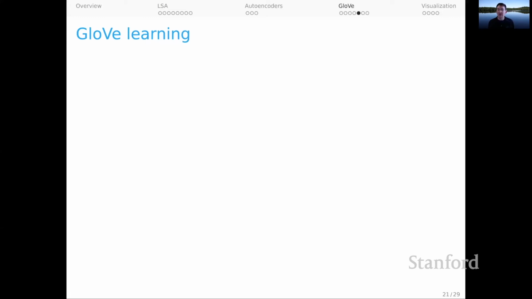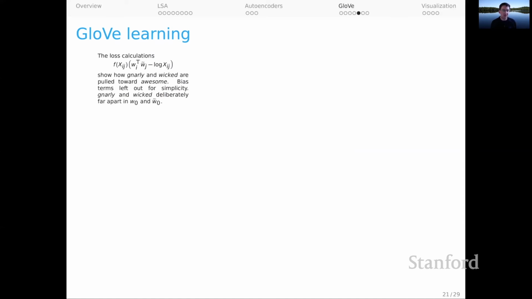So GloVe learning, it's kind of interesting to think analytically about how GloVe manages to learn interesting representations. And one thing that might be on your mind is the question, can it actually learn higher order notions of co-occurrence? That's been the major selling point of this lecture. I gave that example involving gnarly and wicked with LSA. Is GloVe going to be able to do that, right? We could just pose that as a question. So let's start that and see how this works.